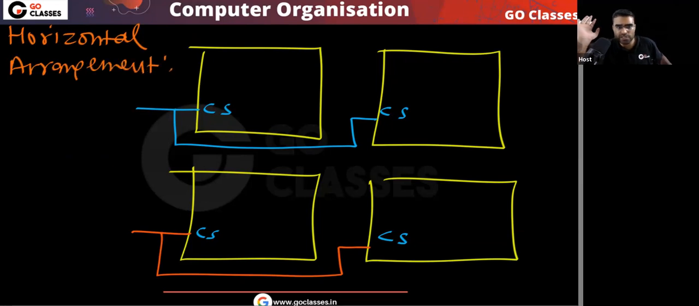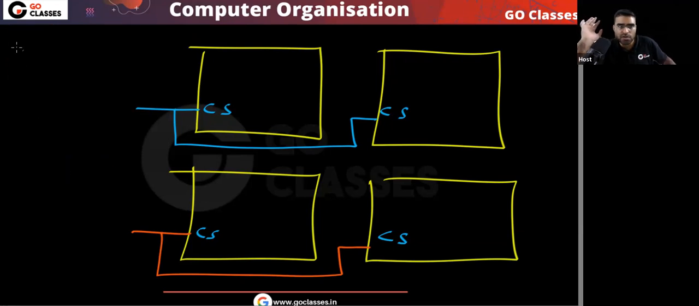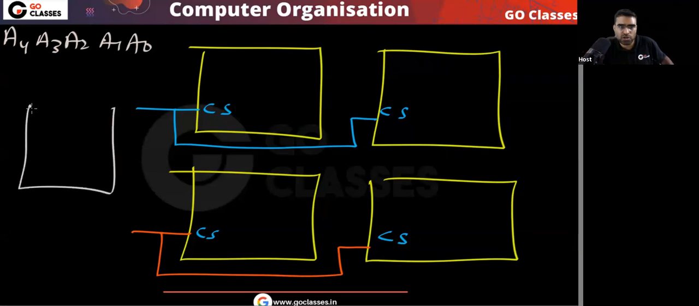In the horizontal arrangement, this is what we do. Now we just do the vertical arrangement: A4, A3, A2, A1, A0. So this is your decoder. This is a 1/2 decoder. This is a 1/2 decoder. Okay, so you can do it like this.